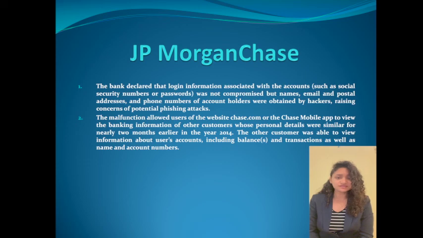In 2014, 83 million accounts with JP Morgan Chase were compromised when a cyber attack captured personal information of customers. Names, email addresses, and phone numbers were stolen from two-thirds of American households. Hackers were able to access the company servers and were in the network for 2 months undetected before the breach was discovered. The bank said users of Chase.com or the Chase mobile app could see banking information and transactions of those with similar personal information.